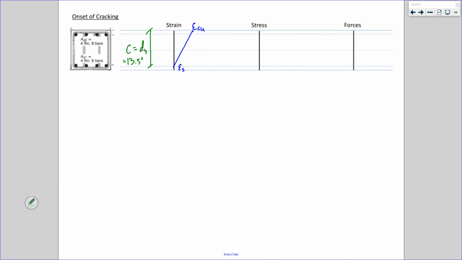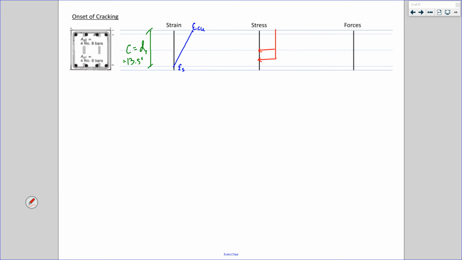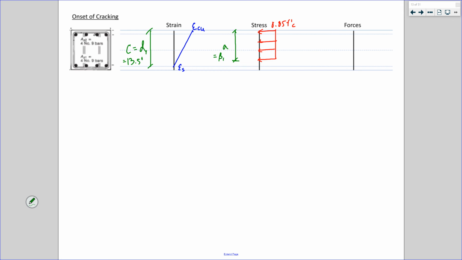If I draw my stress profile associated with that, 0.85 F prime C. It has a height of A, which is beta 1 times C. Beta 1, let's see, it's a 4,000 psi, so beta 1 is 0.85. Let's go back and write that.